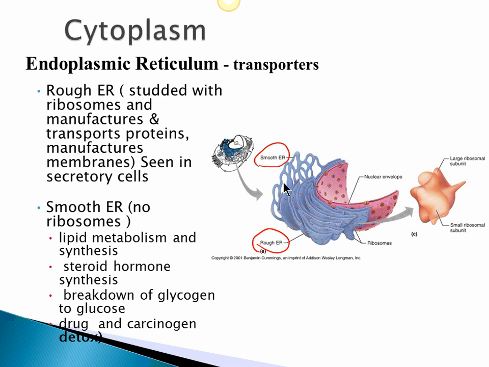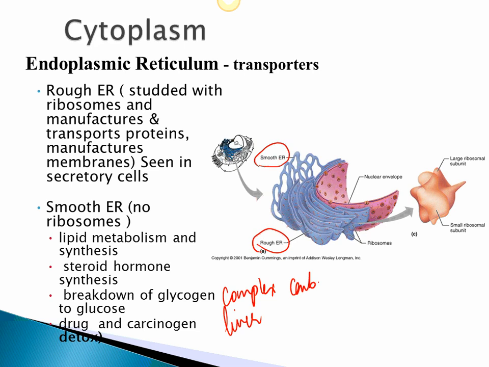They also cause breakdown of glycogen, which is a complex carbohydrate. They break it down into glucose. Glycogen is a complex carbohydrate, often stored in the liver and skeletal muscle, and when the body needs it, it's broken down into glucose. Also, the smooth endoplasmic reticulum helps in drug detoxification, and any carcinogen which enters the body, it helps to detoxify it. This drug and carcinogen detoxification is done in the liver. So do you understand that all the cells in the liver will have a lot of smooth endoplasmic reticulum, right?